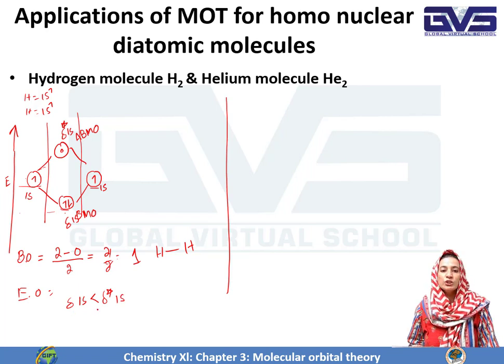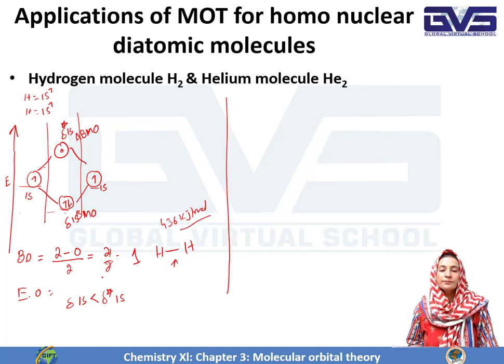So this is the energy order, and this is called the molecular orbital energy level diagram. When you are asked to draw the molecular orbital energy level diagram, you have to draw this molecular orbital diagram with its bond energy and its energy order. And this is a very stable bond, with 436 kilojoules per mole of energy.